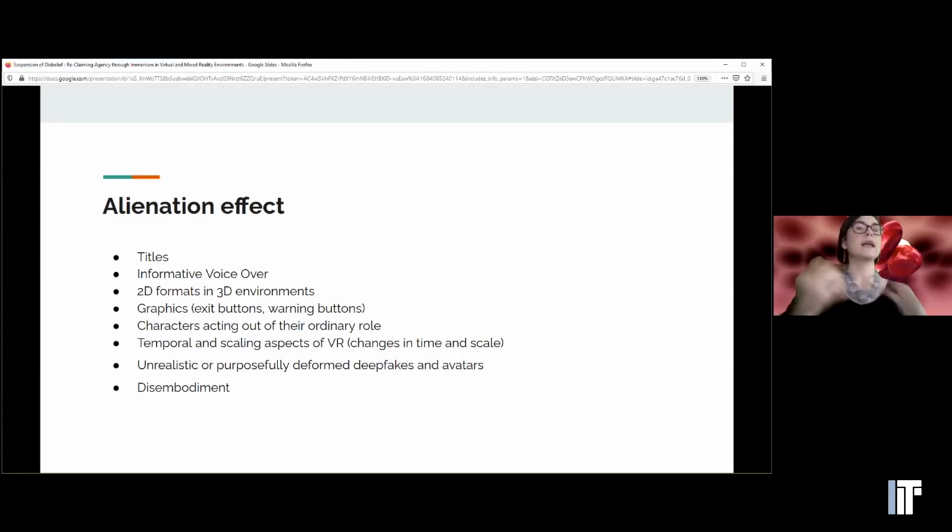Temporal and scaling aspects of VR. So changes in time and scale that happen within VR very, very quickly, which sometimes also cause nausea. I found that they are distancing us, that we are not in the reality we think we are. And for instance, I work with unrealistic or purposefully deformed deepfakes and avatars, and disembodiment.